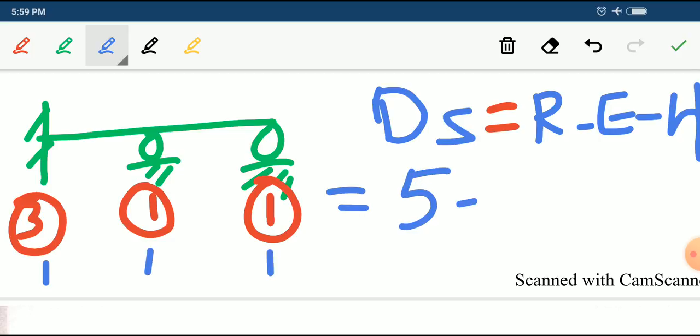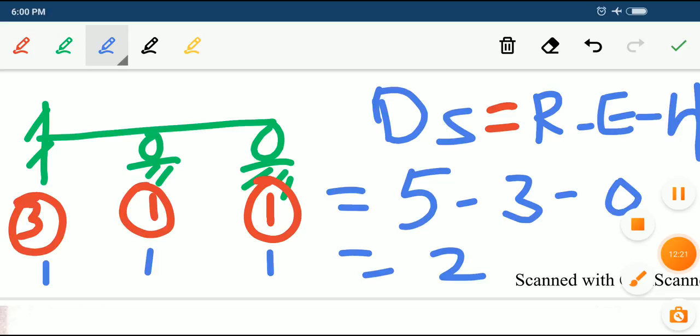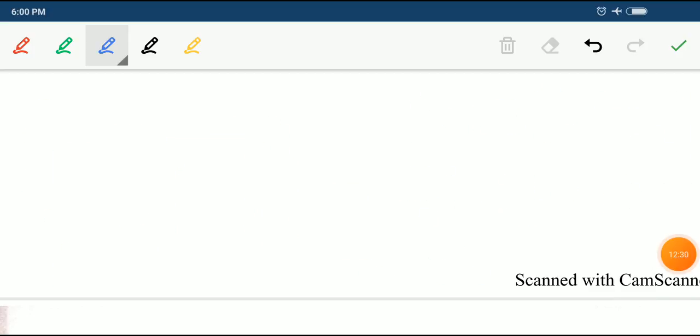And the number of equilibrium equations here is 3. Is there any internal hinge? No, that is equal to 0. So 5 minus 3, that is equal to 2. Means the degree of static indeterminacy for this beam will be equal to 2. Okay, we will move on to the next question.